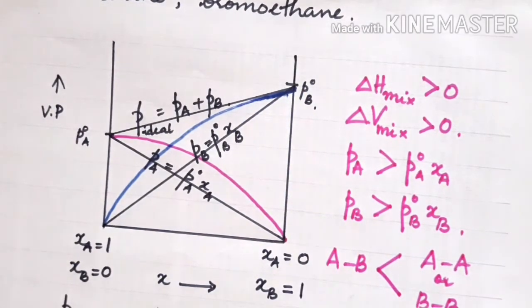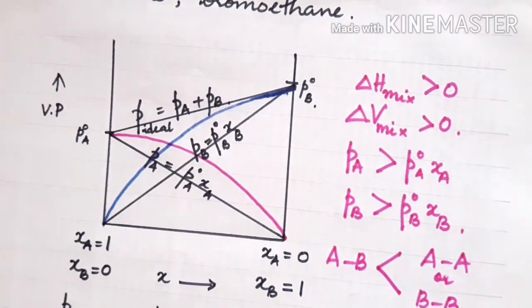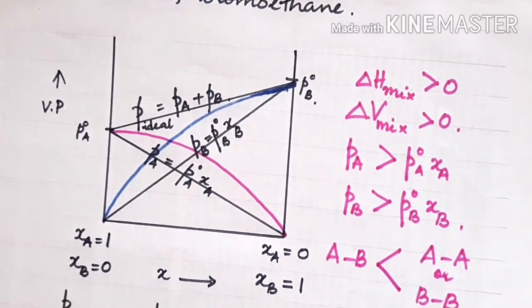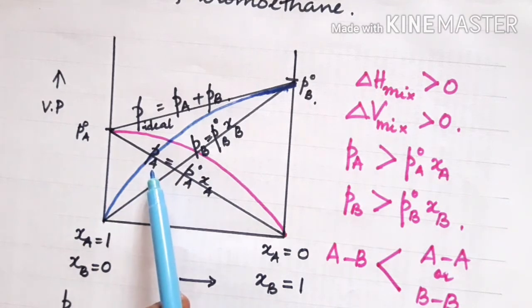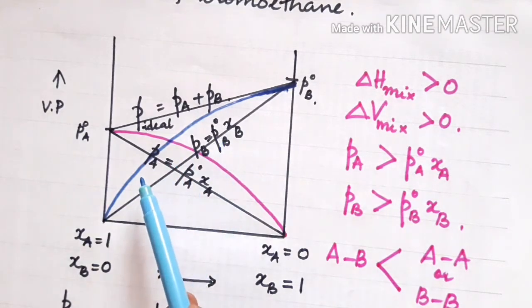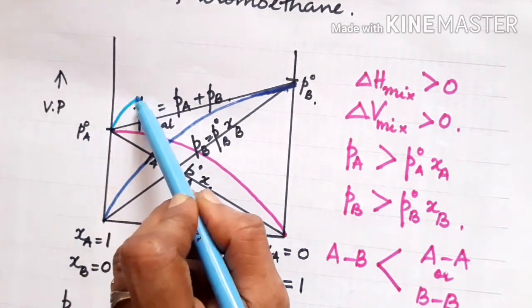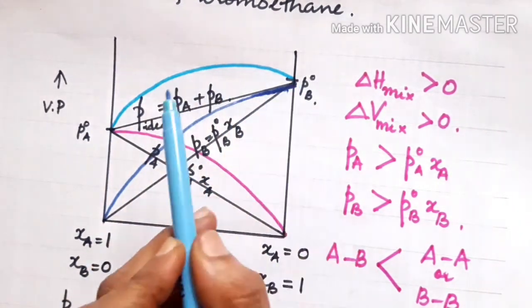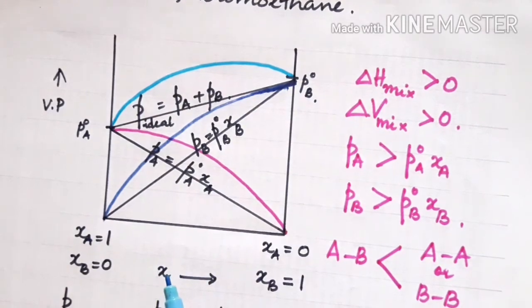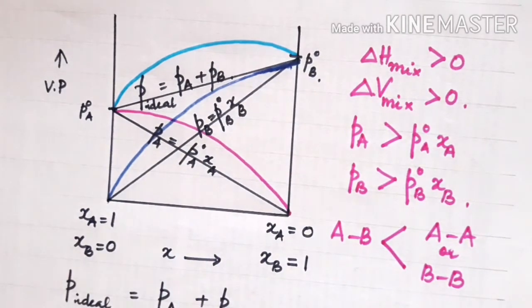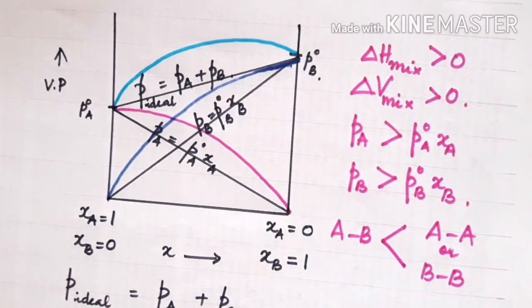So what will be the net effect? The net effect is that when we are adding the solute and the solvent in the solution, if there is a positive deviation from Raoult's law, that will be considered as the solution which shows positive deviation from Raoult's law.